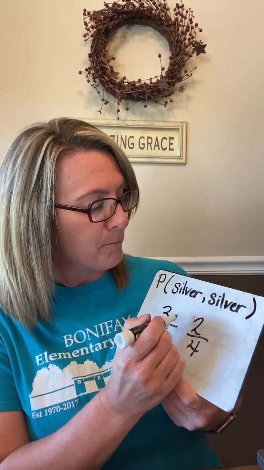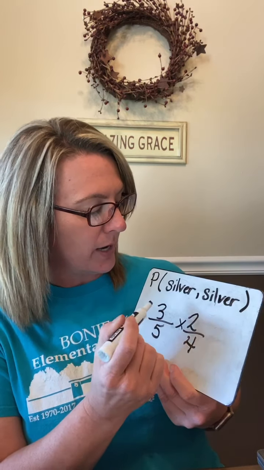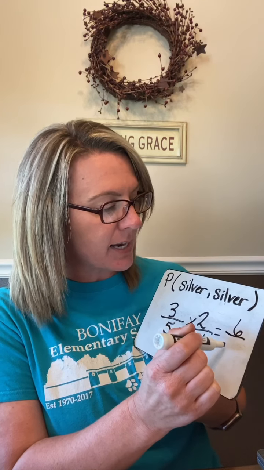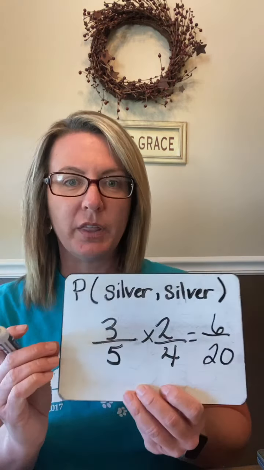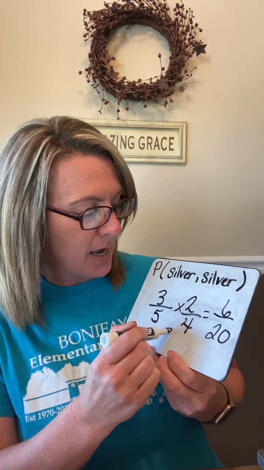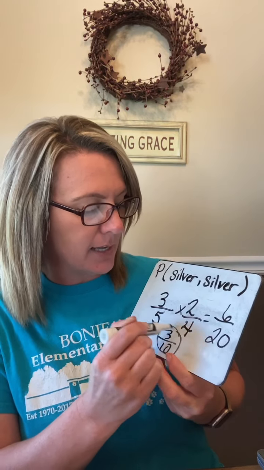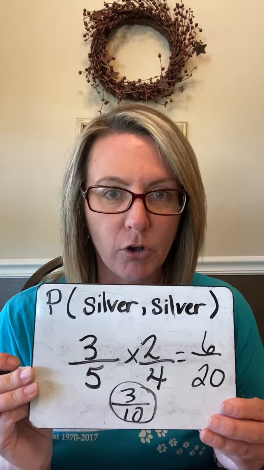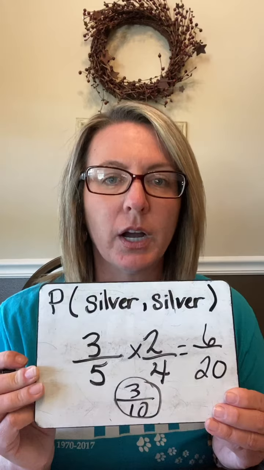We can multiply, we can't cross cancel here, to get our probability, and we get 6/20, which then we could simplify both 6 and 20 by 2 and get a 3 in 10 chance, or a 30% chance that we could reach in and pull silver and then pull silver again.